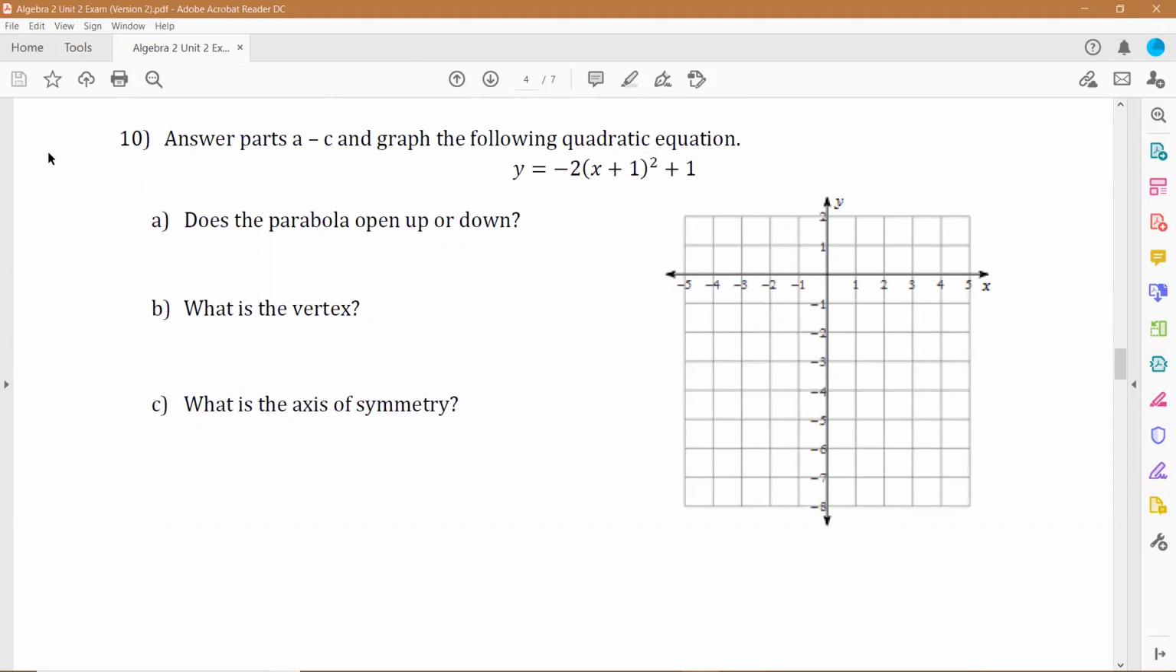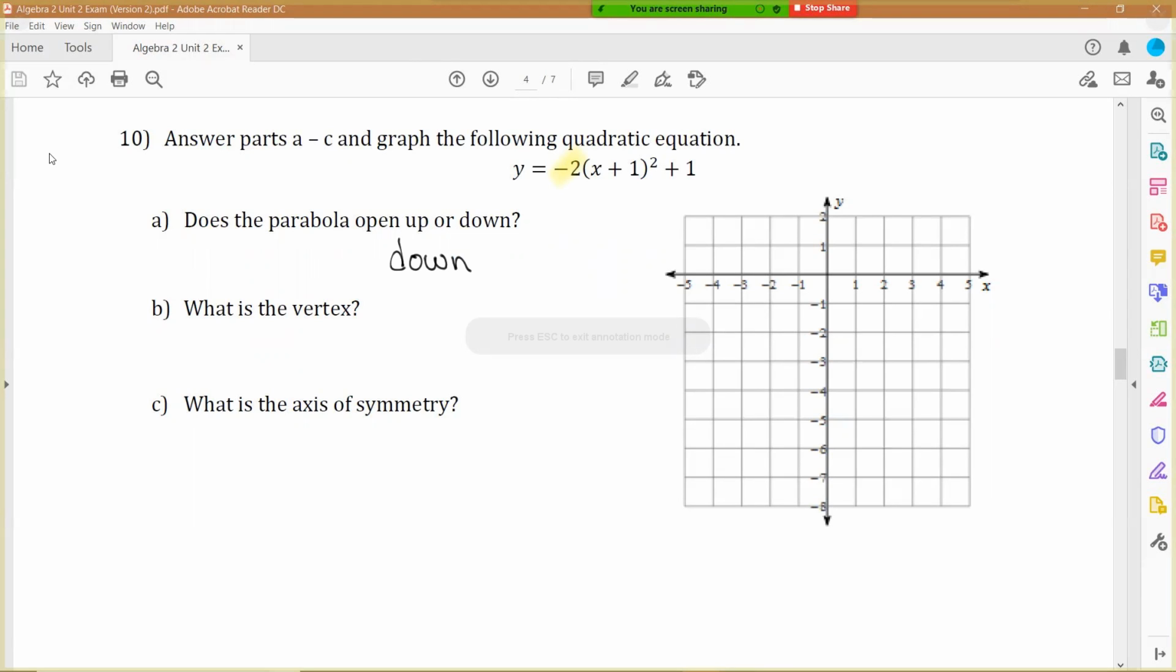Question number 10, answer parts A through C and graph the following quadratic equation. Part A says, does this parabola open up or open down? Remember, the number right after your equal sign, the a value, tells you whether this opens up or down. Since it's negative, does it open up or open down? Down. So since a is negative, it opens down.